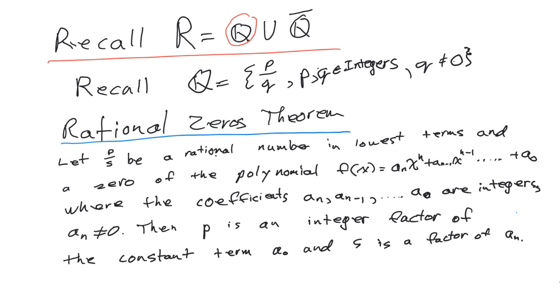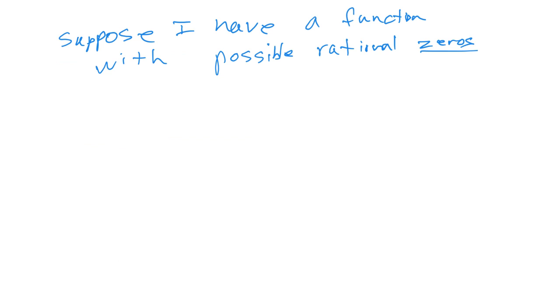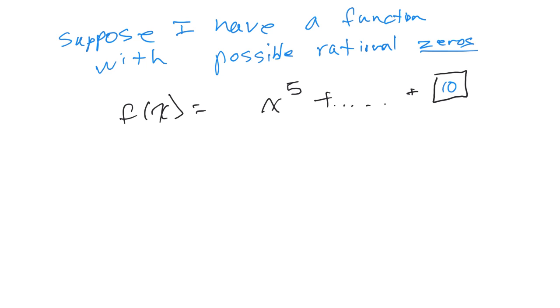So let me give you an example of what we're actually saying here. Suppose I have a function with possible rational zeros. Imagine the function looks like this: f of x is equal to, let's say, x to the 5 plus blah, blah, blah, a whole bunch of ugliness. And then we have our last term, and our last term is a constant, okay? The leading coefficient of our problem is 2, and our end term is 10.